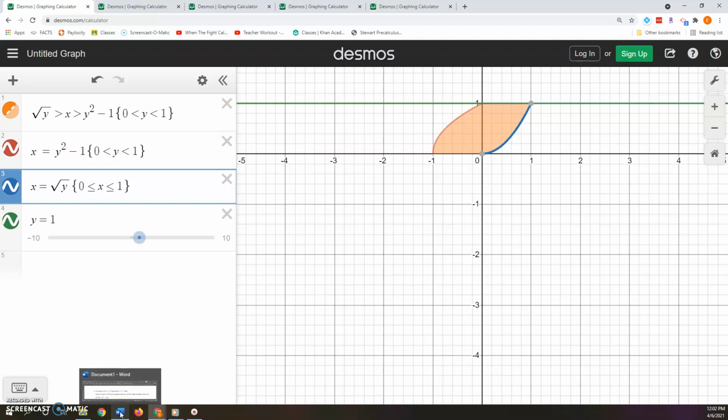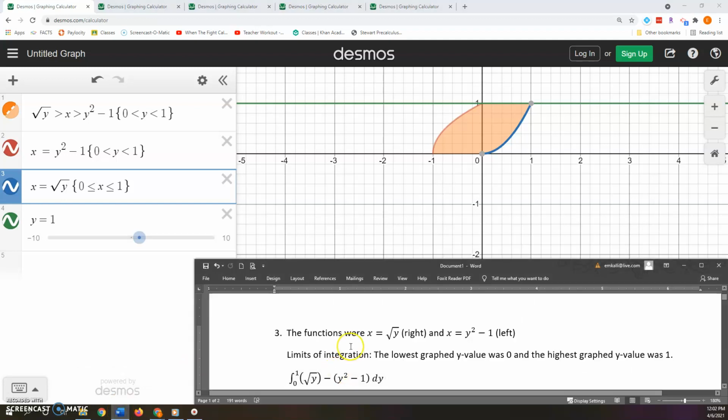They told you that this green line was y equals 1. So when you're doing this, notice these were given in terms of y. So we're looking at the y values. That means we're looking at the right function minus the left function. Okay, so the right function minus the left function in our integral. That's how I got this.